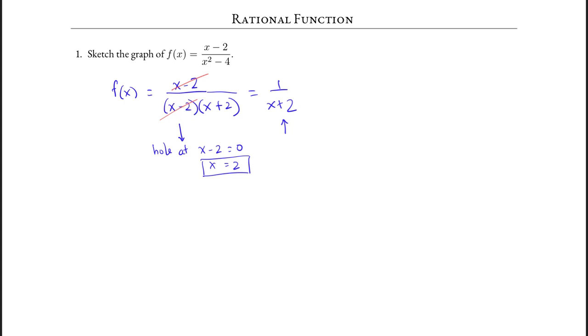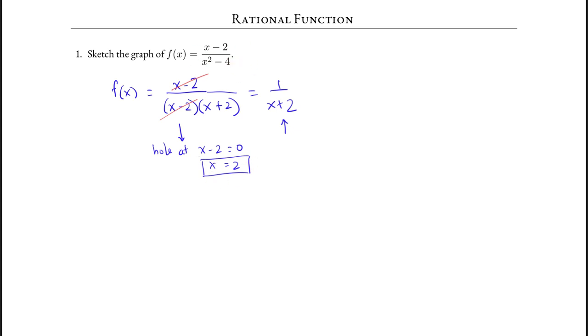Notice that prior to factoring and canceling x minus 2, if we were to plug in 2, then we would have in the denominator 2 squared minus 4, which is 0, which is not good. And so 2 is not included in the domain. That is why, even though 1 over x plus 2 is okay at x equals 2, with the original function, the function is not defined at x equals 2.